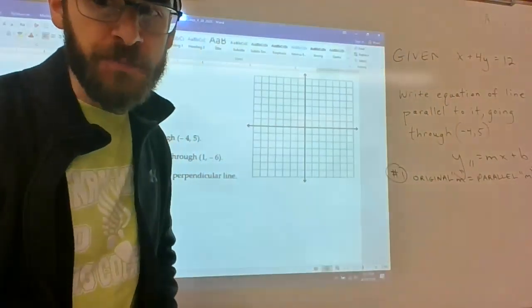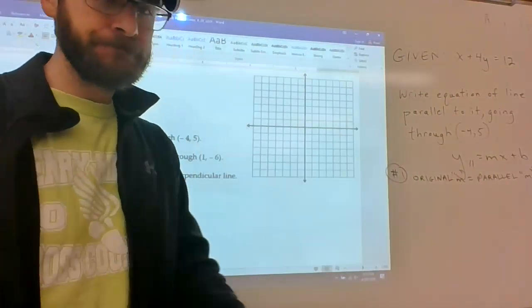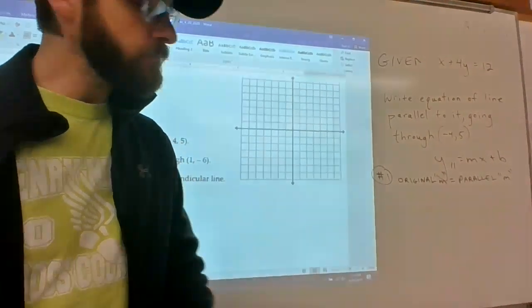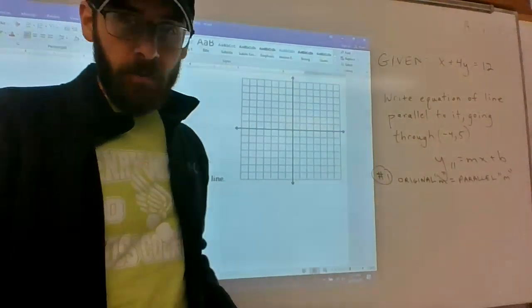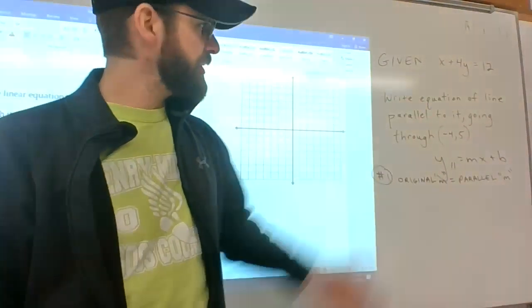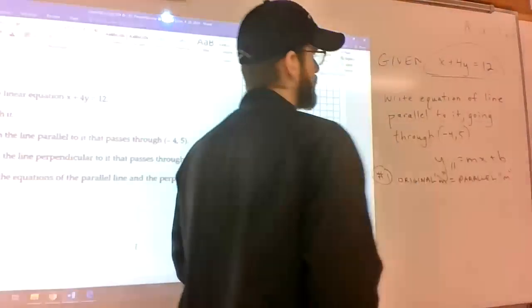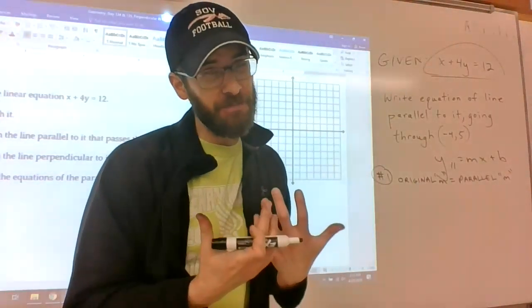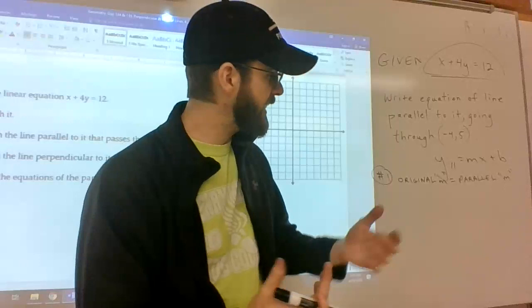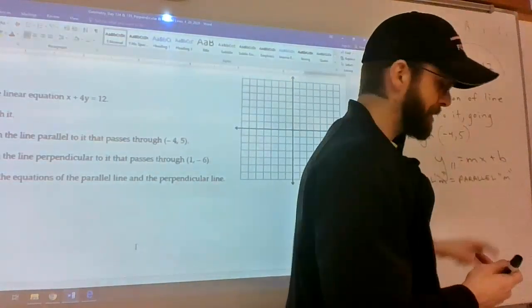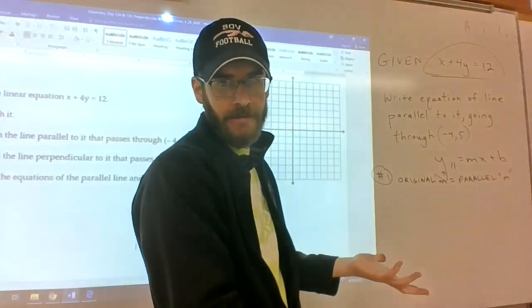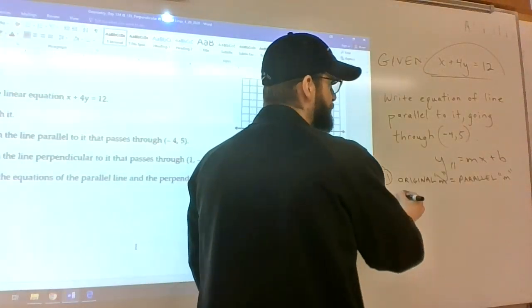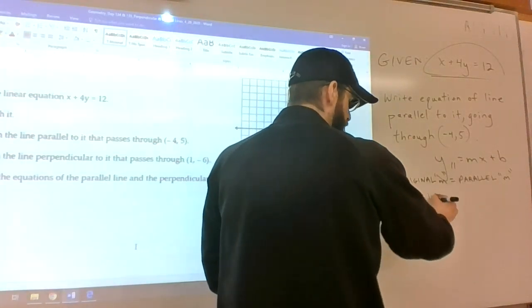Original m equals parallel m. So go to your original equation and find m, which means probably get y by itself so that we can look at it in this format, which we already did. We already said that x plus 4y equals 12.